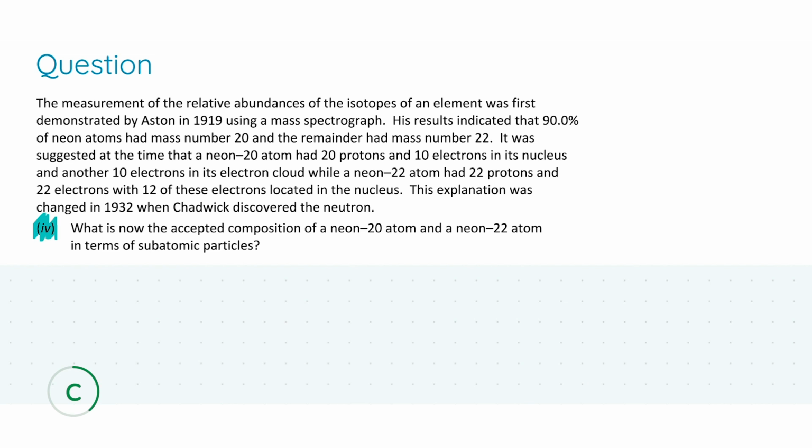So basically a portion of his results and work on neon found that the mass number was 20, but some said that the mass number was 22. What we're asked here in part 4 is what is now the accepted composition of a neon 20 atom and a neon 22 atom in terms of these subatomic particles. When it says subatomic particles, it's talking neutrons, protons, and electrons.